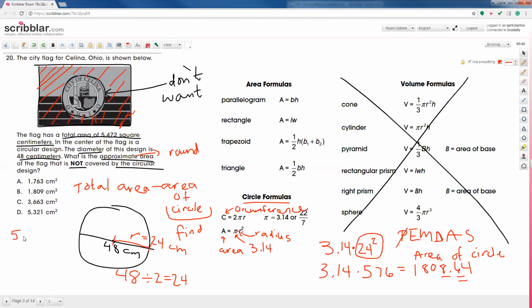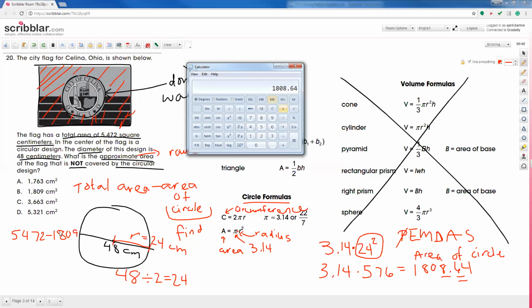So we take the total area, 5472, minus the area of the circle, and we plug that into a calculator. Again, working with some big numbers. You can solve it by hand, but that's really time consuming. It's just quicker, type it in. 3,663.